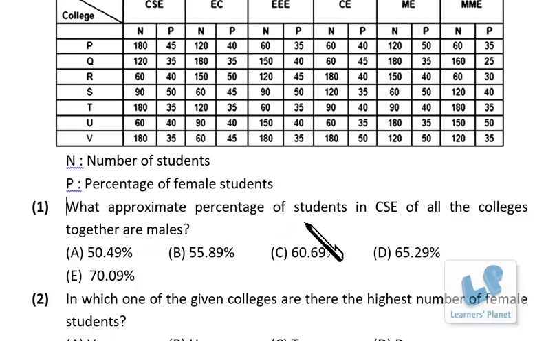What approximate percentage of students in CSE of all the colleges together are males? So we need to find out the total number of students in CSE. So that will be the total of this. So that's 360 and 450, 450 and that's 360 and 420. 450 and 420, that is 870.